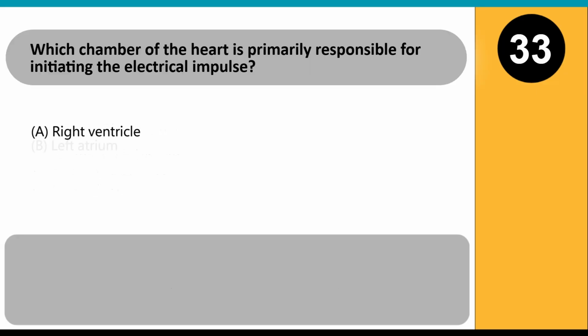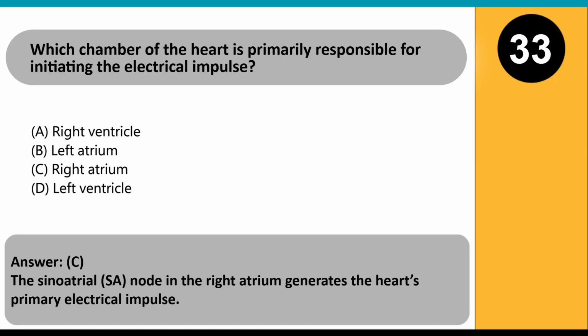Which chamber of the heart is primarily responsible for initiating the electrical impulse? A. Right ventricle. B. Left atrium. C. Right atrium. D. Left ventricle. Answer C. The sinoatrial, SA, node in the right atrium generates the heart's primary electrical impulse.